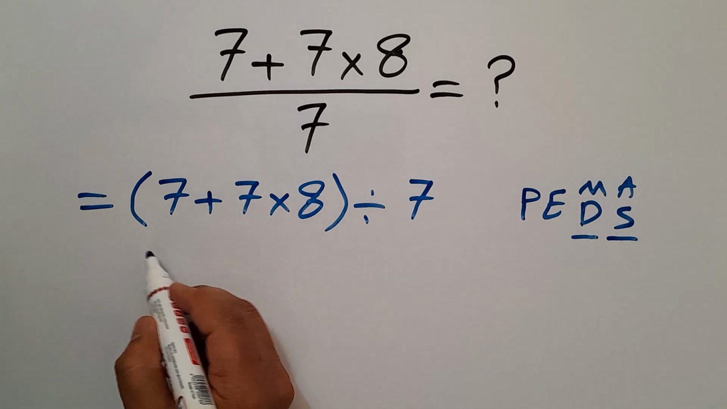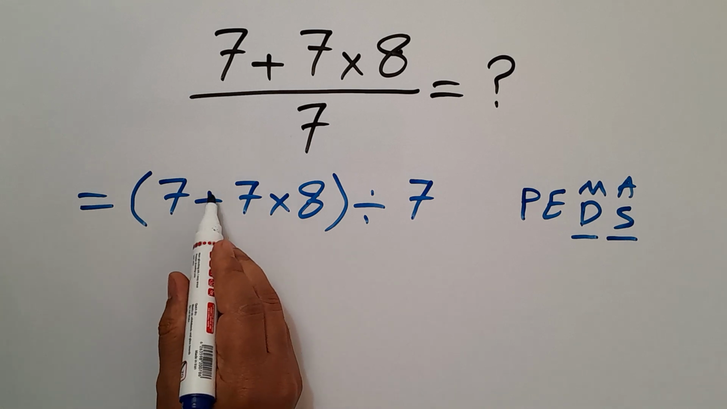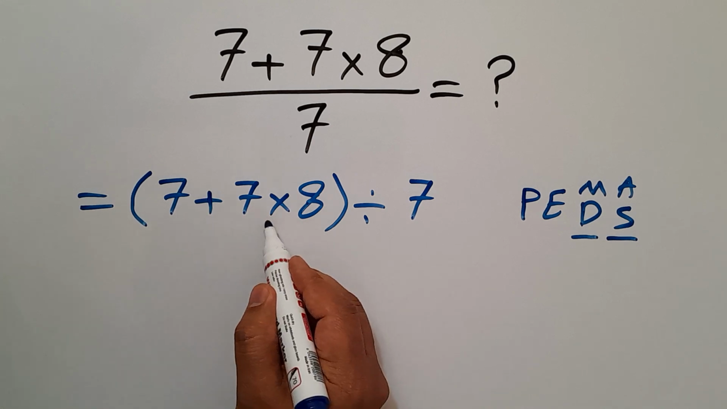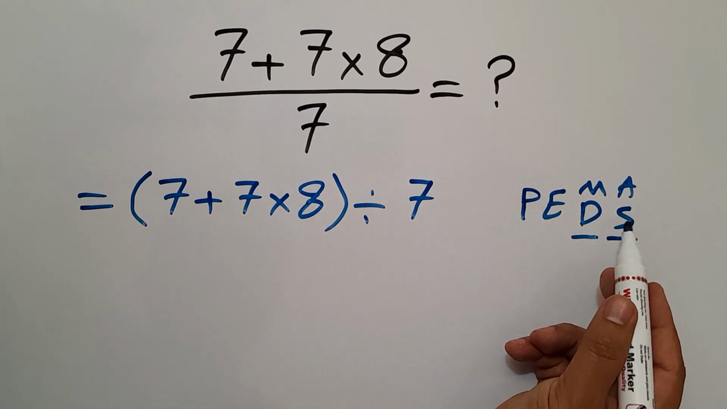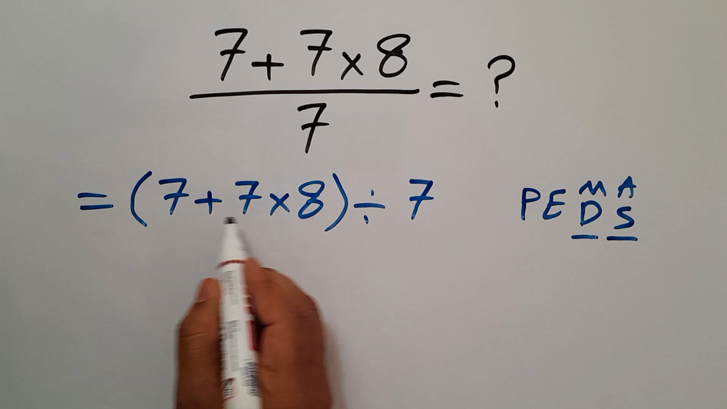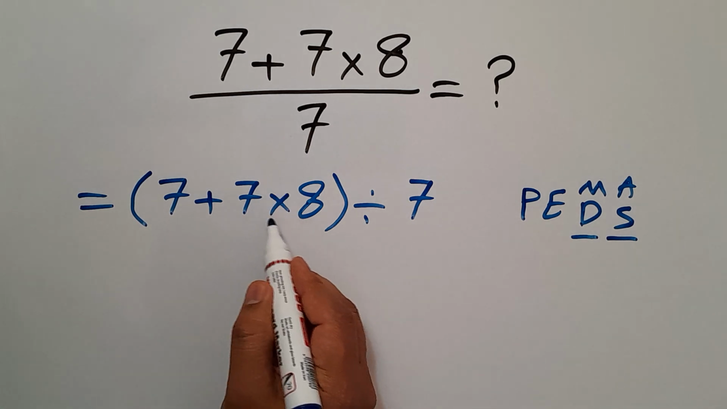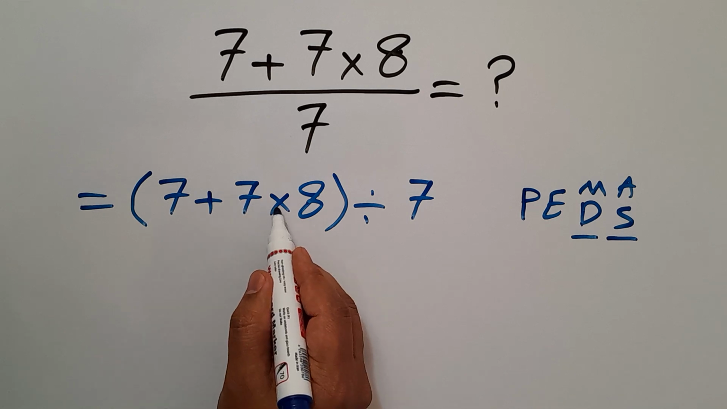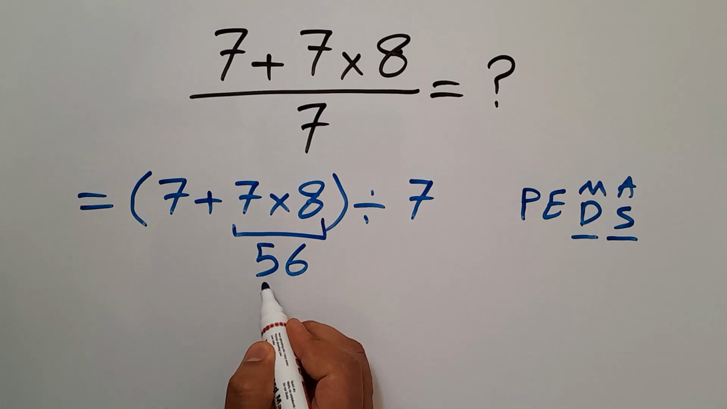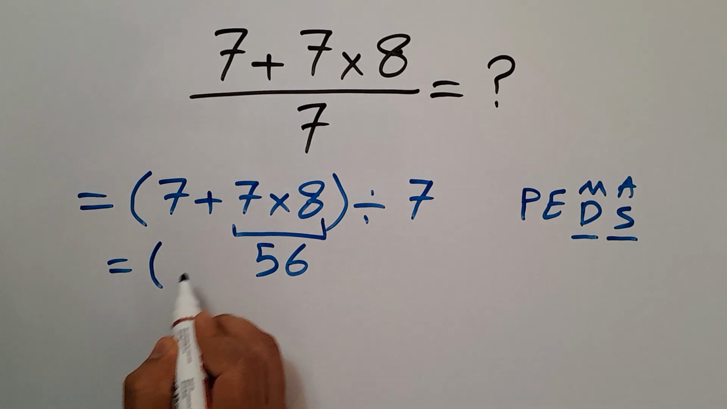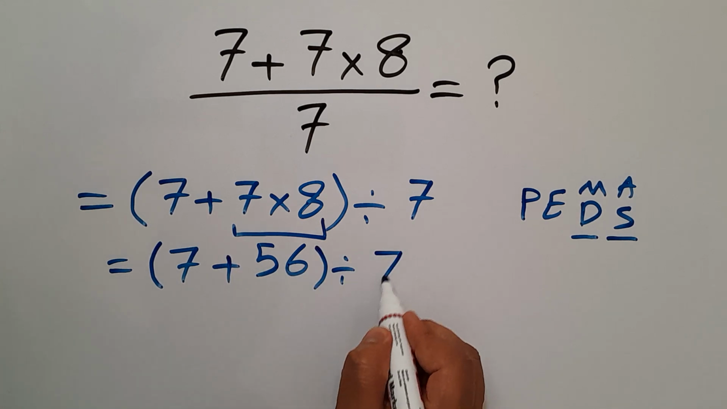Okay, so here first we have to do these parentheses. Inside these parentheses we have one addition and one multiplication. According to this rule, multiplication has higher priority than addition. So first we have to do this multiplication. 7 times 8 gives us 56. So we have 7 plus 56, divided by 7.